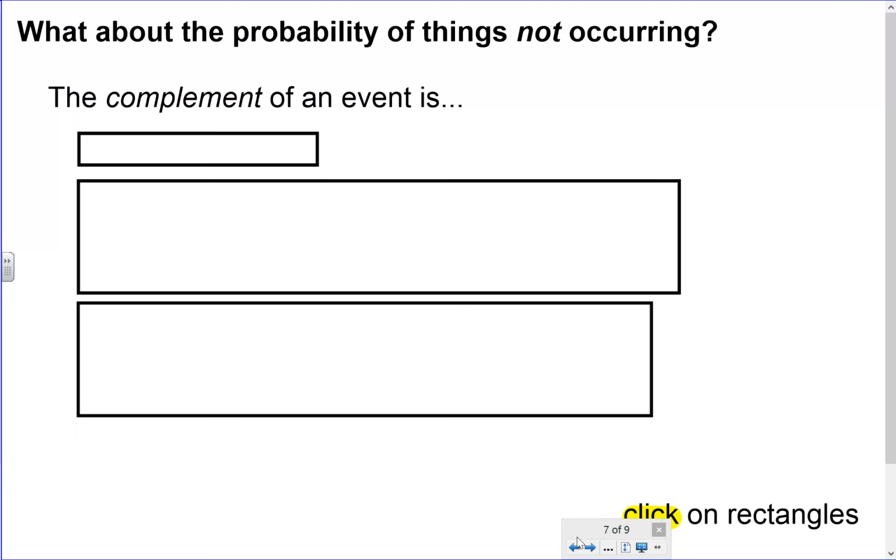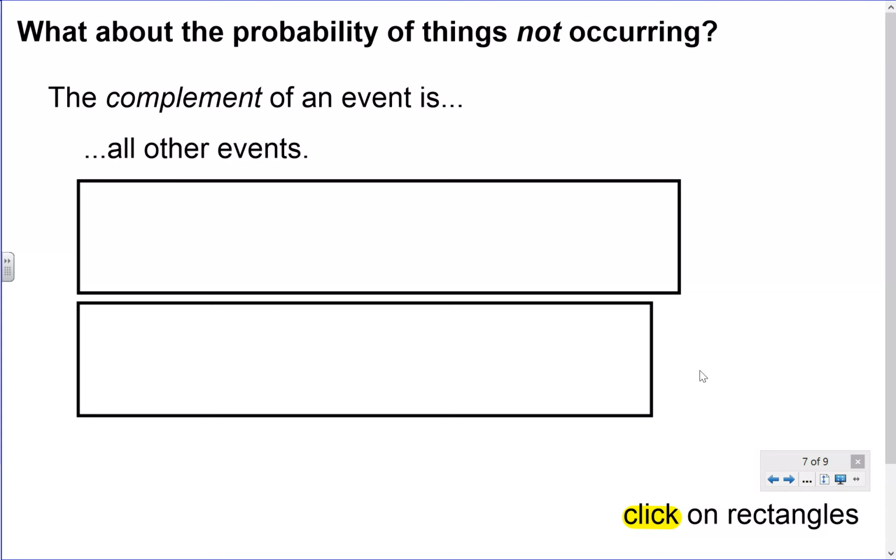Now, last but not least, there is one other technique that I think you should be aware of. It's handy for solving particular problems where you have a lot of probabilities to calculate. And I'll show you what that's all about. So let's say that you're thinking of the complement of an event. The complement of an event really represents all other events. So really it's not what you're looking for.